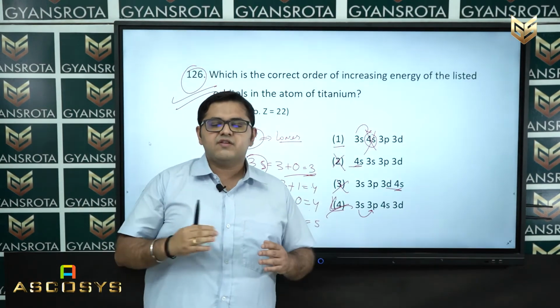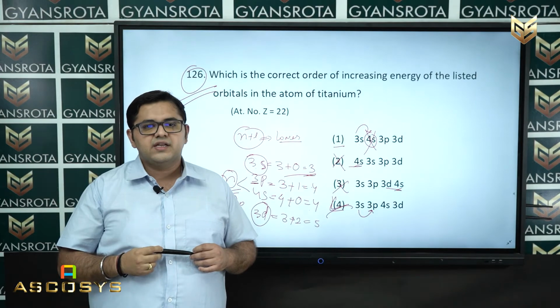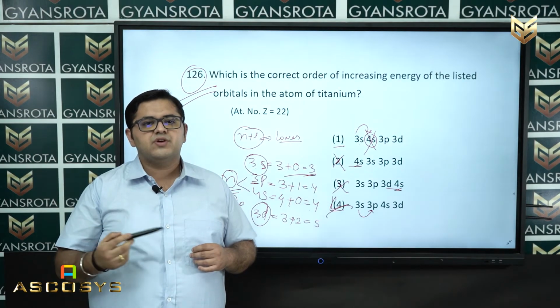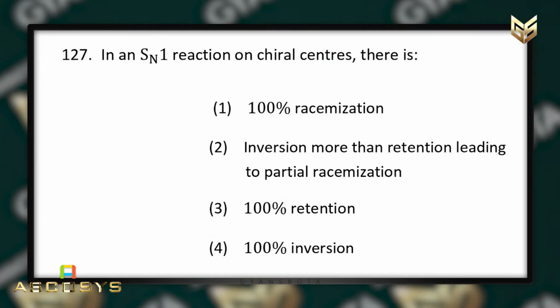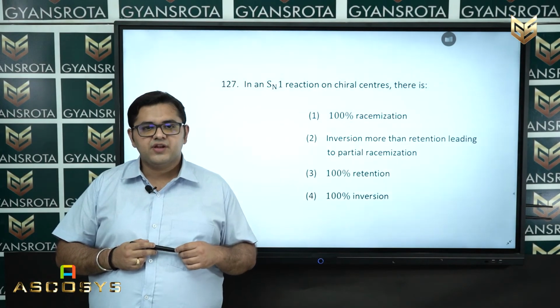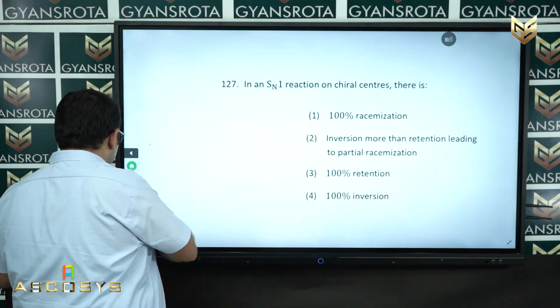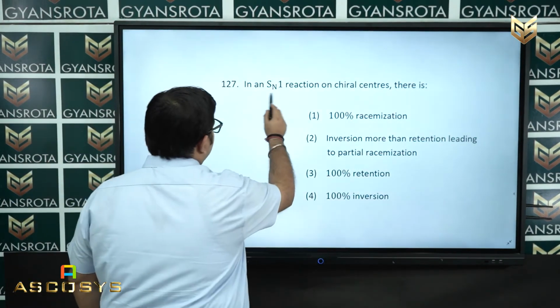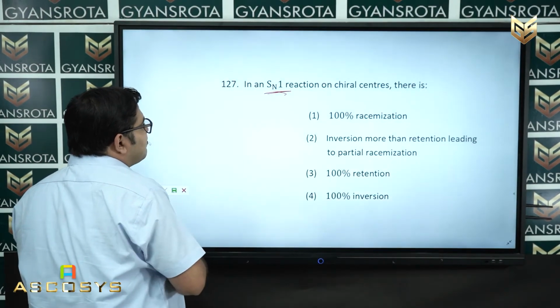This question comes from the structure of atom chapter of class 11 NCERT. Now we are moving to the next question, question number 127. Question number 127 is on the screen: in an SN1 reaction on a chiral center there is. This is a very easy question. Now we are moving to the solution part. Basically they ask what the stereochemistry of the product is in an SN1 reaction.